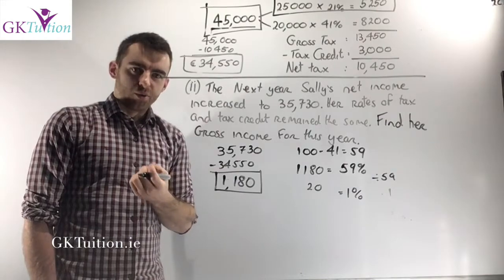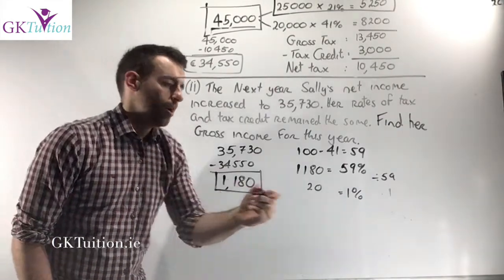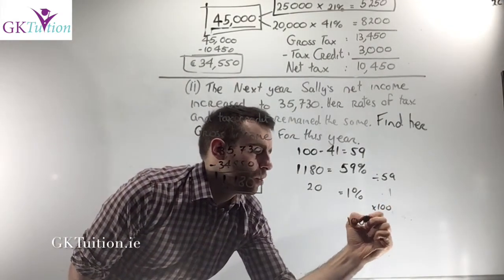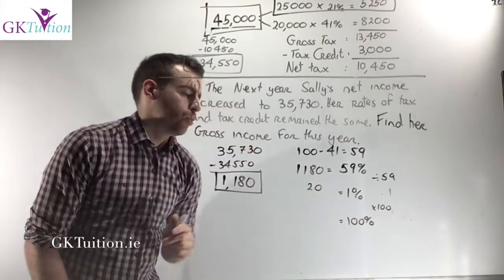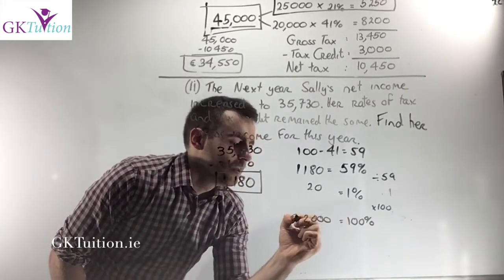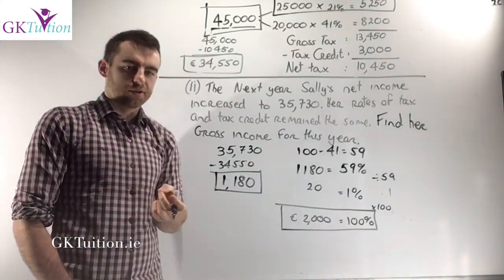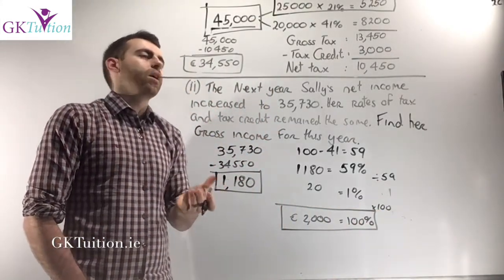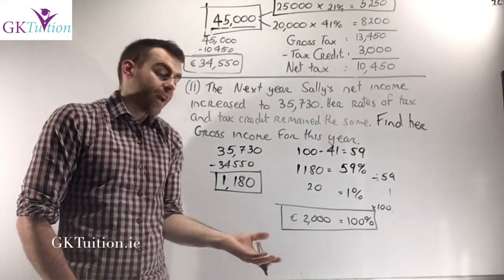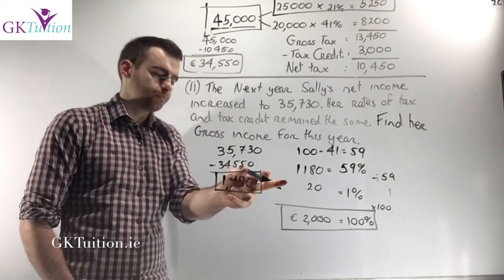But I need to work out what is 100%. I want to know how much her gross income actually increased by. So if I multiply both sides by 100, clearly the right hand side will become 100%, and 20 multiplied by 100 gives me 2,000. So the increase in her gross income must have been 2,000. Her income increased by 2,000, but 41% of it was given in tax. She actually received 59% of it, which was €1,180.